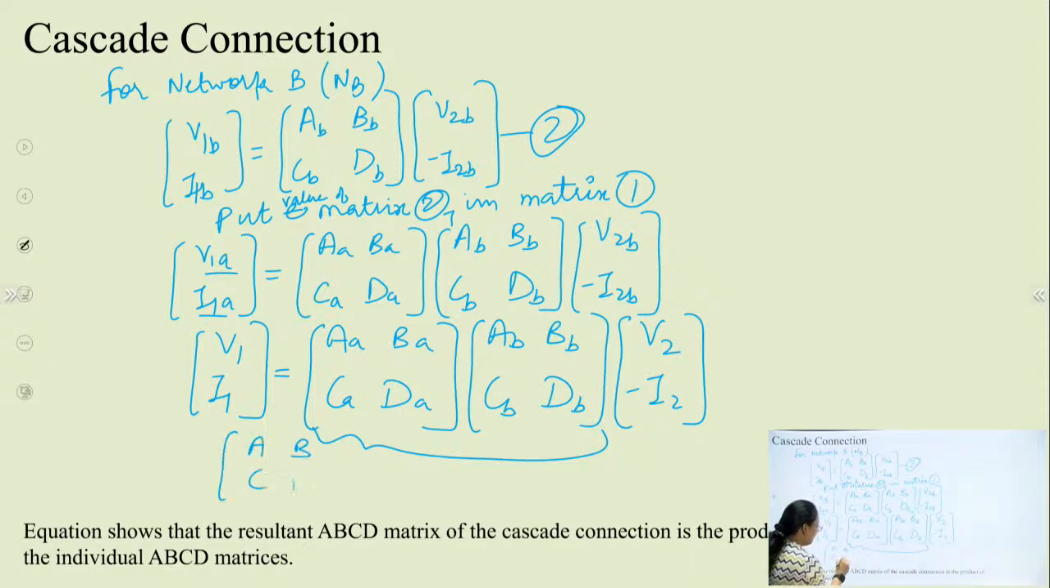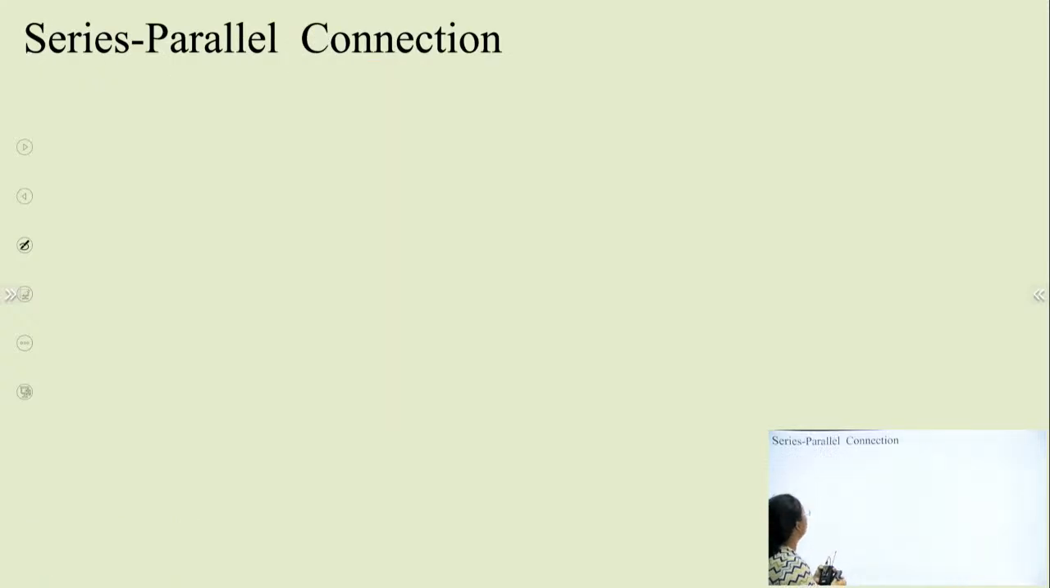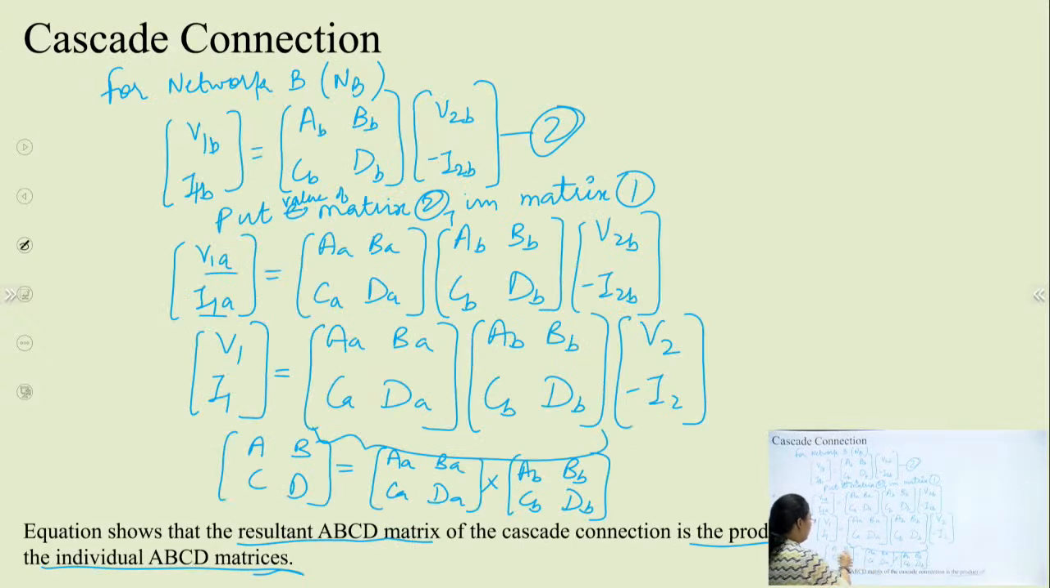of ABCD will be equal to the product of matrices of network A and the network B, right? So the resultant ABCD matrix of the cascade connection is the product of individual ABCD matrices. So the value of ABCD will be equal to AA, BA, CA, DA into AB, BB, CB and DB. And this is for two networks, and if we have n number of networks तो सबका n number of networks के parameters का multiplication हो जाएगा. Okay, so this is the final output for the ABCD network.